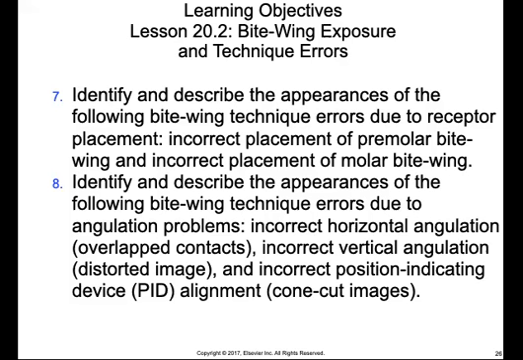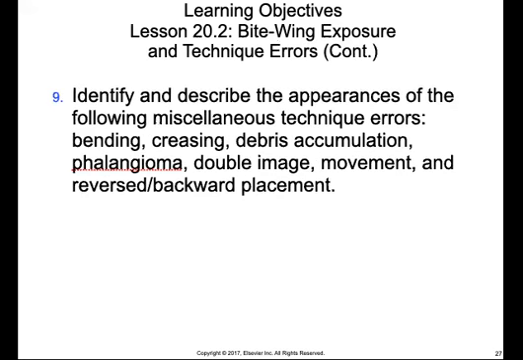Also to identify and describe the appearances of the following bite wing technique errors due to angulation problems, and that is incorrect horizontal angulation, which will give you overlap contacts, incorrect vertical angulation, which will give you a distorted image, and an incorrect position indicating device alignment, which will give you cone cuts. Also identify and describe the appearances of the following miscellaneous technique errors, which include bending, creasing, debris accumulation, something called phalangioma, double image, movement, and a reversed or backward placement.